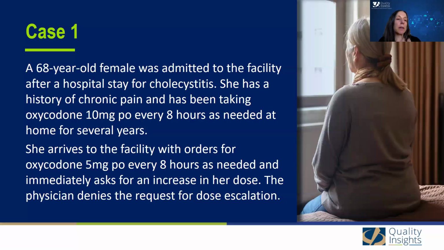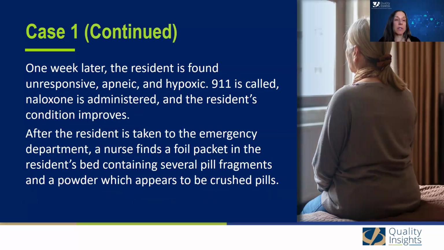We're going to start with a case. A 68-year-old female was admitted to the facility after a hospital stay for cholecystitis. She has a history of chronic pain and has been taking oxycodone 10 milligrams every 8 hours as needed at home for several years. She arrives to the facility with orders for oxycodone 5 milligrams every 8 hours as needed and immediately asks for an increase in her dose. So this is an individual who's taking opioids chronically at home, and she had a dose reduction in the hospital by half. The physician denies the request for dose escalation when the resident arrives to the facility.